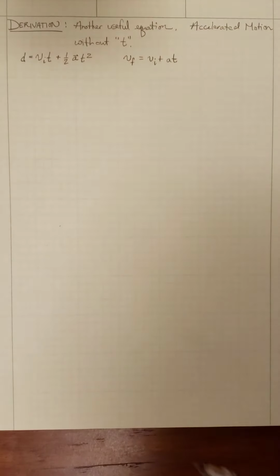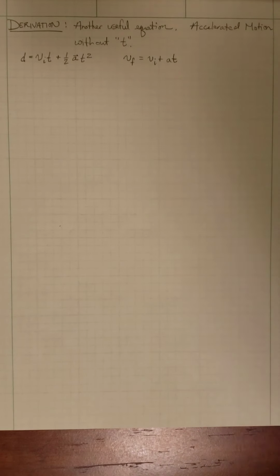All right, for this next one, it's not an example problem. Instead, it's going to be a little derivation of another useful equation. So far we have two, and we're about to get our third. However, the third one doesn't carry any new information. It is derived from the two that we already know.